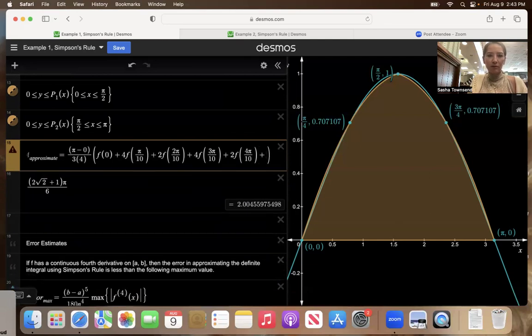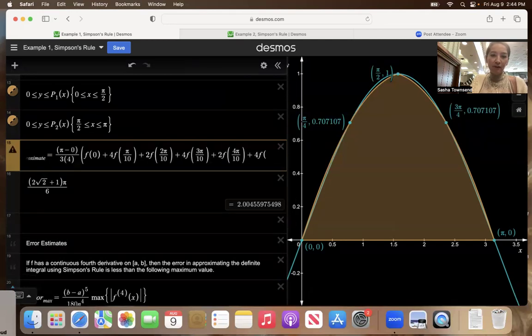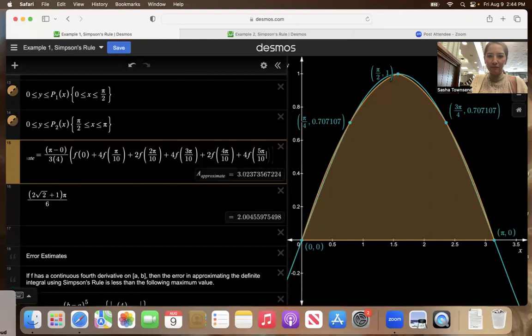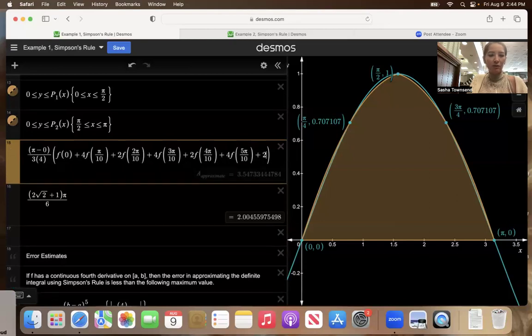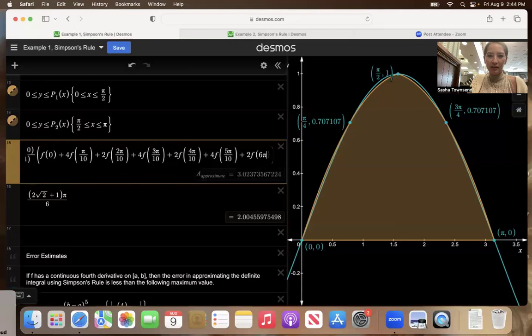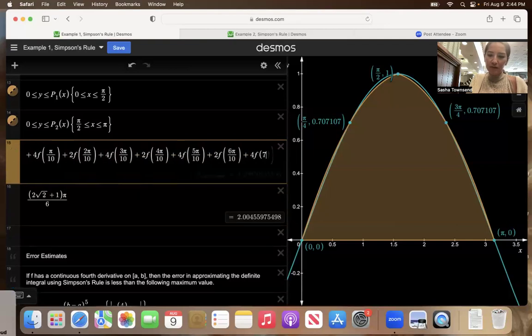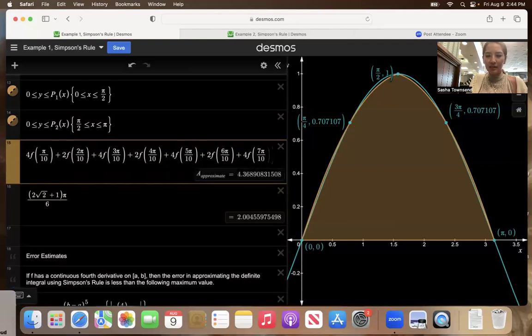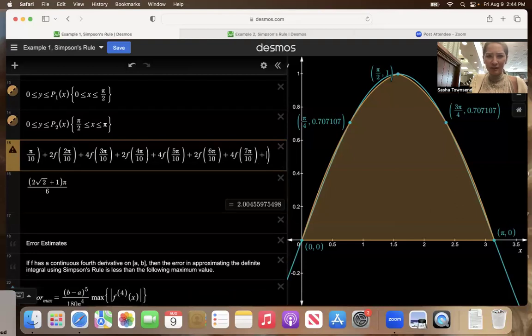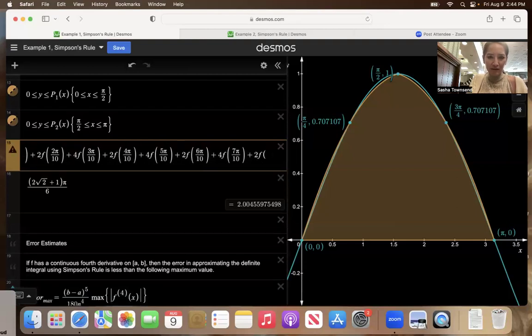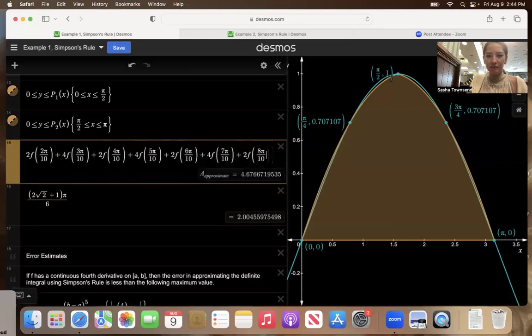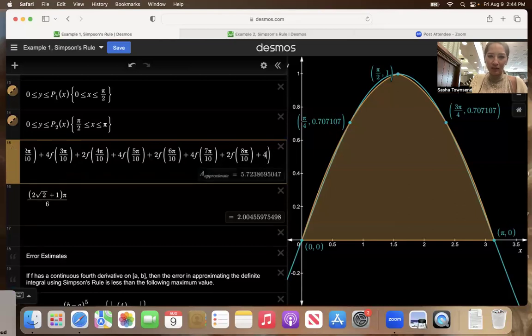And the coefficients switch from 4 to 2 on the interior, plus 4 times f of 5 pi over 10, plus 2 times f of 6 pi over 10, plus 4 times f of 7 pi over 10. You can see it's kind of tedious, but really we're just following the pattern. 8 pi over 10. There's a way to write this, code it, that would be much simpler. I just don't know how to do that personally.